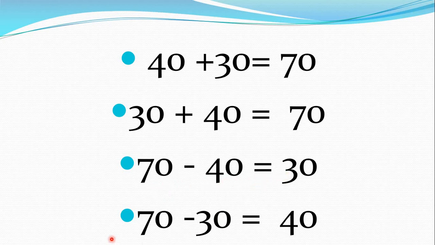70 minus 40 is equal to how many? 30. And here 70 minus 30, how many? 40. Understood all students? 70 minus 30, how many? 40. 7 minus 3, how many? 4. 0 minus 0 is equal to 0. And here 7 minus 4, so how many? 3. 0 minus 0 is equal to how many?